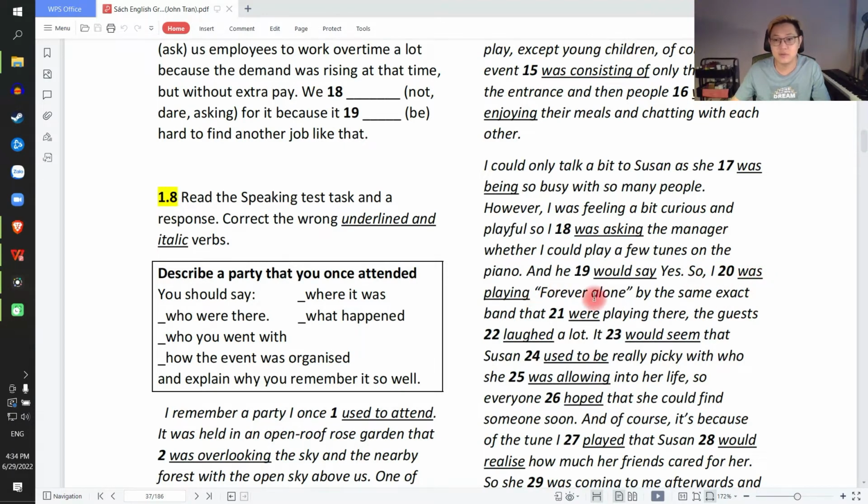So I was playing Forever Alone by the same exact band. Because of course you don't play for 1-2 seconds. You can play for 5 minutes, 4 minutes. So it's more or less continuous. Cái hành động chơi một bài thường khoảng 4-5 phút gì đó, nó mang tính tiếp diễn chứ nó không có bụp cái là xong. So number 20, I was playing Forever Alone is correct.